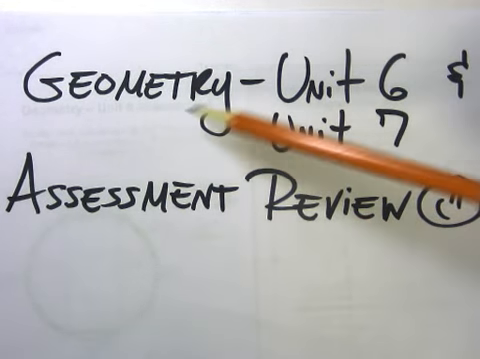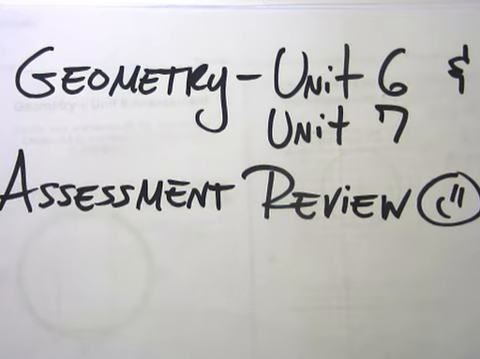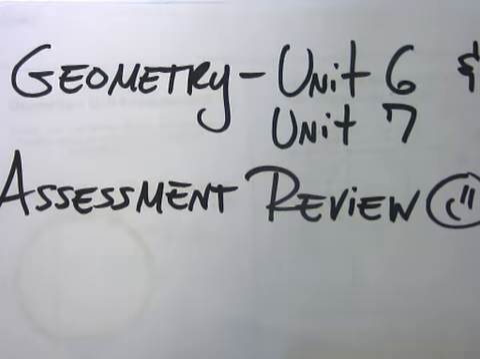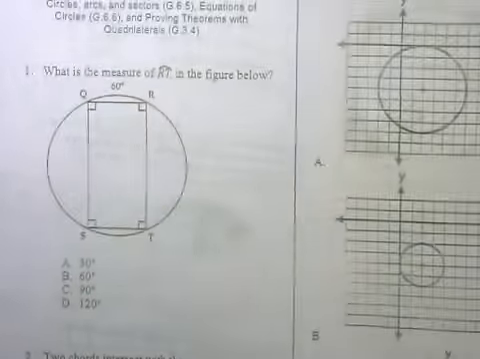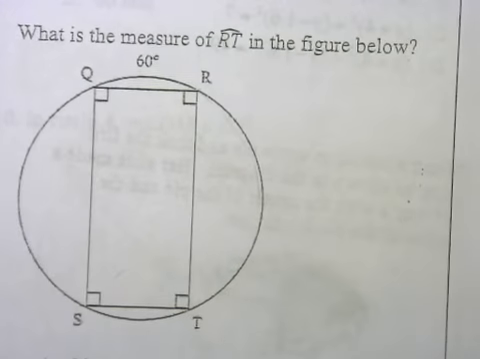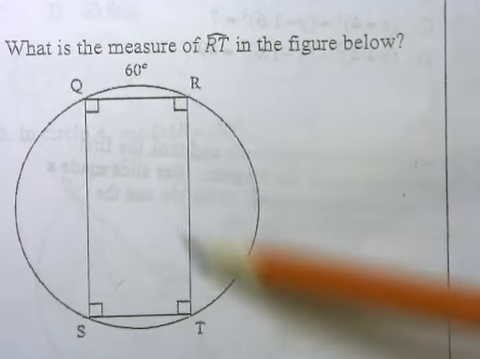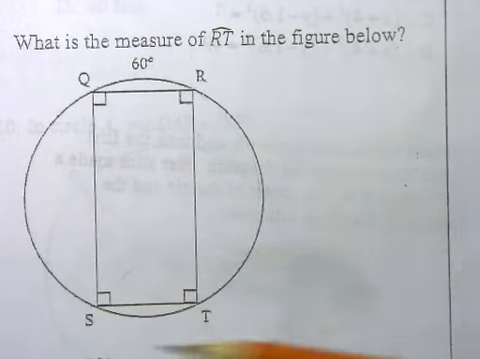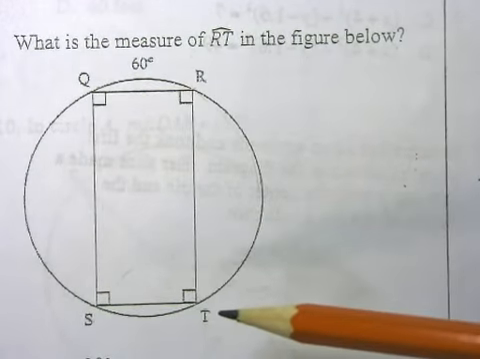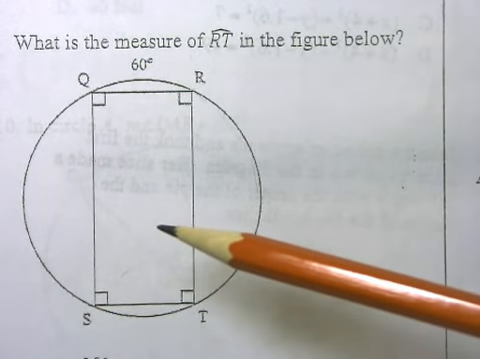Okay, so this is our Geometry Unit 6 and Unit 7 assessment review. Let's get started. On question number 1, they ask us, what is the measure of arc RT in the figure below? Well, the first thing they give me is a rectangle inside of a circle, and they tell me that arc QR is 60 degrees.